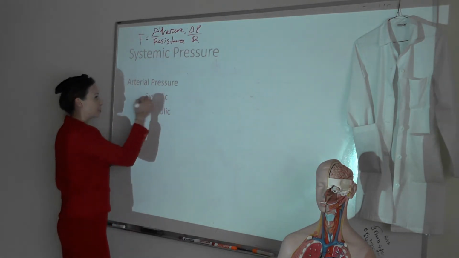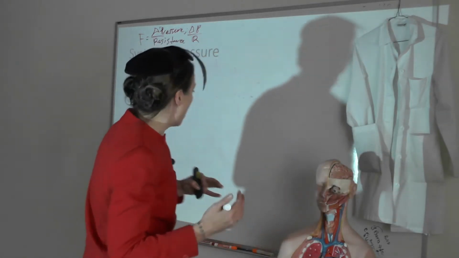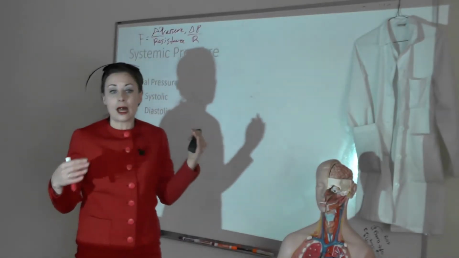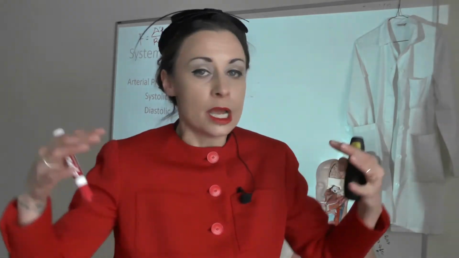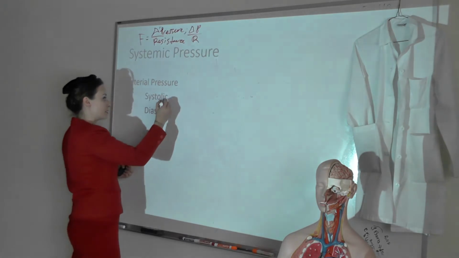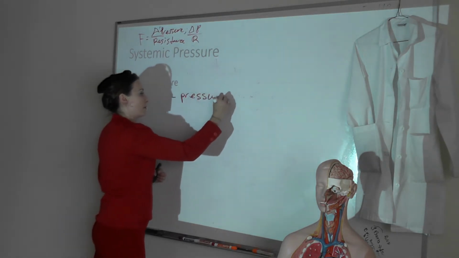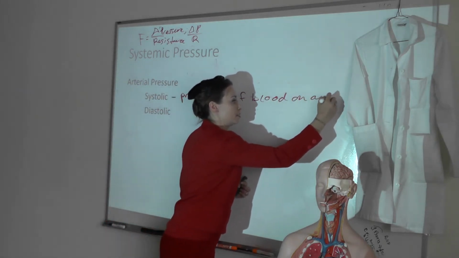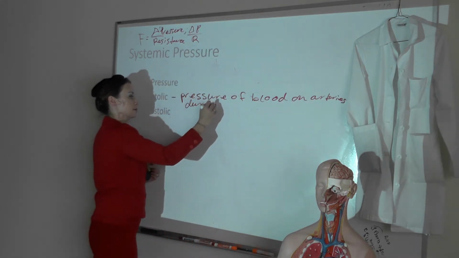Our arterial pressure is the hydrostatic pressure due to ventricular systole, when our ventricles are in systole, and it is still hydrostatic pressure on the arteries when the ventricles are in diastole, due to their elasticity. So arterial pressure. Our systolic pressure is the pressure of blood on arteries during ventricular systole.